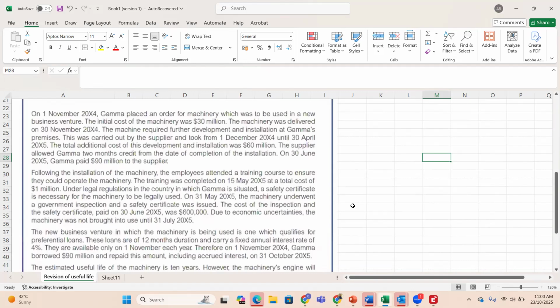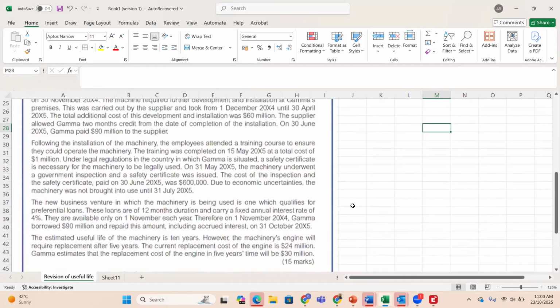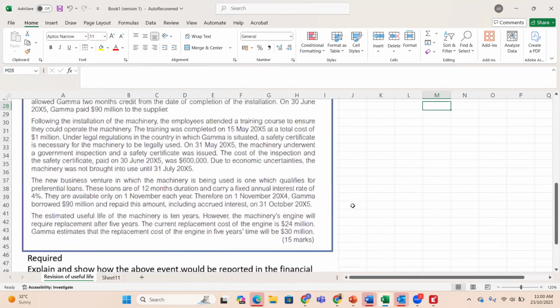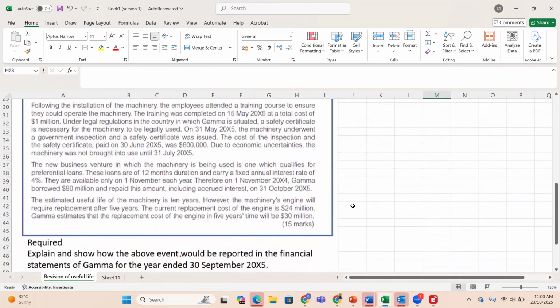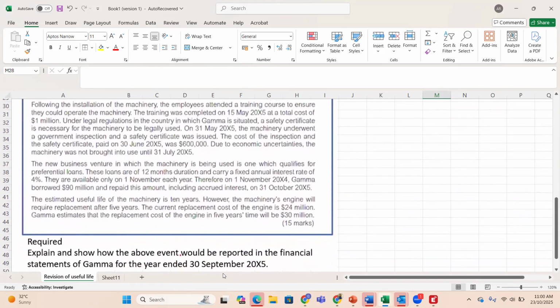Okay, before that, how do you read a question? First, you have to see what is to be done. Required: explain and show how the above event would be reported in the financial statements of Gamma for the year end. So we have to explain as well as show. And how it would be recorded in the FS for 30th September 25. So now we know what the year end date is. Everything should be on the mindset of how it would be recorded as at 30th September.